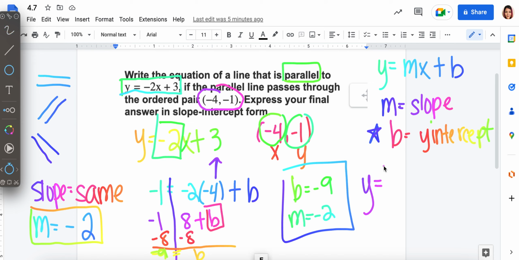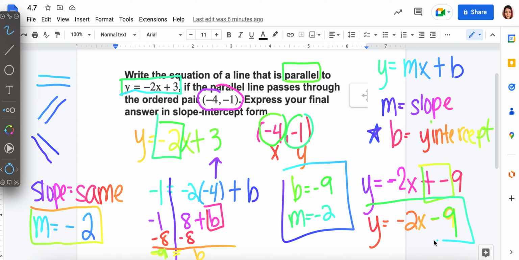So when we're writing just the equation, the generic equation, we just want to know our slope. So y equals negative 2x plus a negative 9. We can also write it as negative 2x minus 9. Anytime you have a negative y-intercept, you don't have to write the plus minus. Just go ahead and write minus 9. And this is our equation that is parallel to this guy right here.